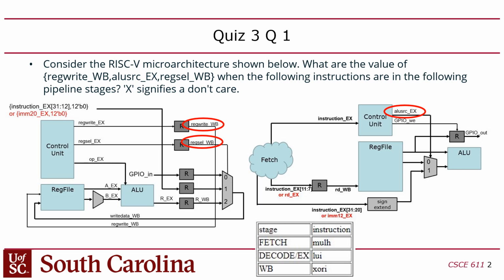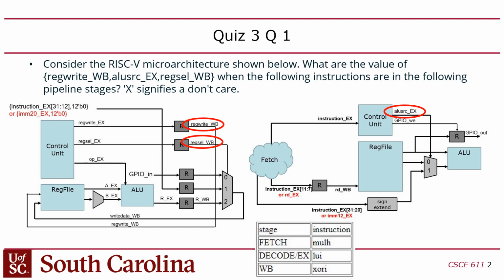Reg select write back is asking, for the instruction in the write back stage, where is it getting the data it's writing back to the register? Well, it's getting it from the ALU because the ALU does the XOR. So the reg select write back should be 2. Right? And then what's the other one? ALU source EX. Well, now we're looking at the EX stage. So what's in the EX stage? LUI. So what should the ALU source be for an LUI instruction?